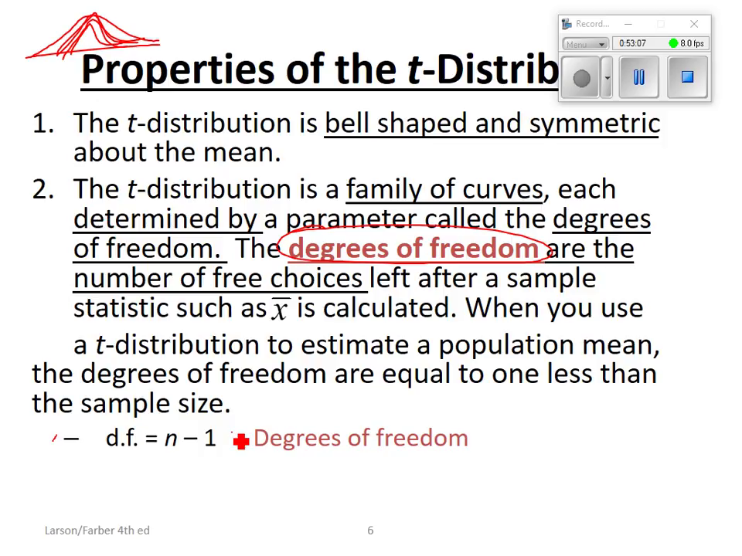The thing you might want to write down: degrees of freedom is just n minus 1. Anybody remember that, where you just took n minus 1? You took 50 minus 1 or 10 minus 1. You just take the number in your sample minus 1. Don't make degrees of freedom harder than it is. That is something easy. That's probably why you don't remember it from earlier, because it was just easy.